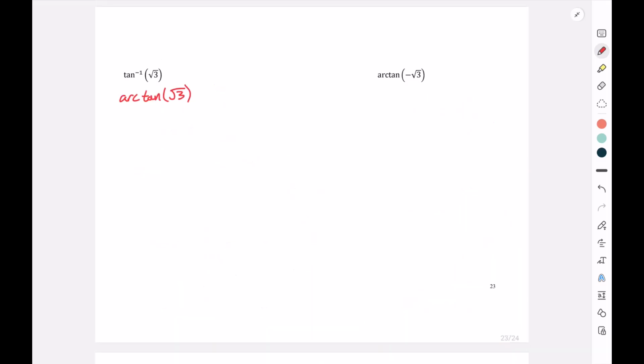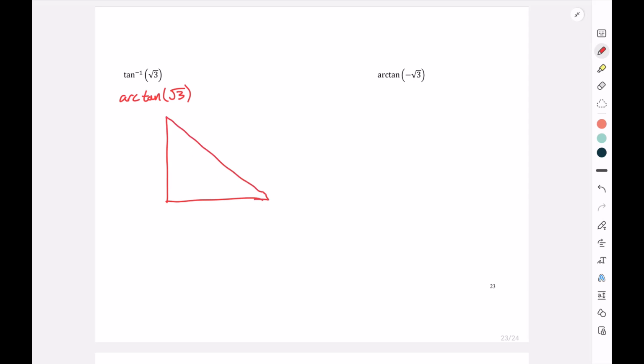So next we're going to look at tangent inverse of square root 3. And so we can simply write it as arc tangent of square root 3. And so since we want just a square root 3, we are going to be looking at our special triangles. And since we know that square root 3 is only on our 30, 60, 90 triangle, that's the triangle that we're going to reference.